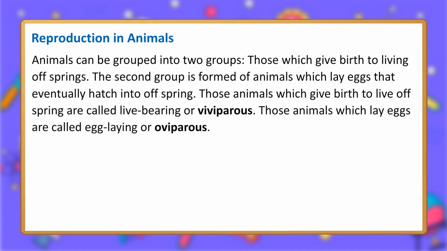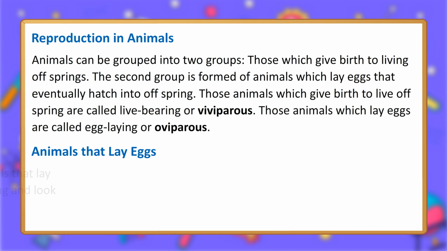Animals can be grouped into two groups, those which give birth to living offsprings. The second group is formed of animals which lay eggs that eventually hatch into offspring. Those animals which give birth to live offspring are called live-bearing or viviparous. Those animals which lay eggs are called egg-laying or oviparous.